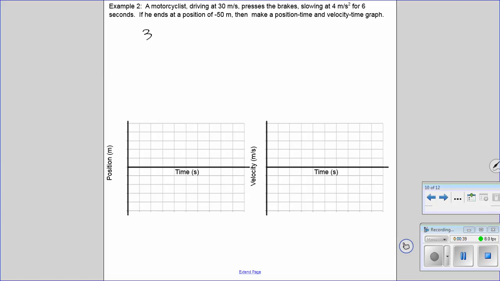So 30 meters a second. Thoughts about what that is? Sure, what do you got, Michael? Initial velocity. Cool, that's your initial velocity. That's how fast he's going before he pushes the brakes, right? Okay. And then it says he's slowing at 4 meters per second squared, right? So that's going to be a measure of, sure, we got Alexander? Very good, that's the acceleration. How'd you know that was the acceleration? Good, because it's meters per second squared. Everybody good with that?